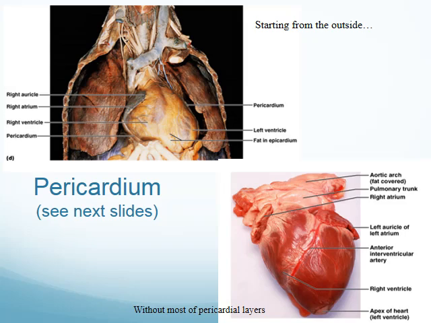Here you're able to see the ventricles and the atria in the heart. It's kind of hard to tell where one stops and the next one starts, but just recognize that you do have the two atria up here, the right and the left, and the two ventricles, the right and the left.